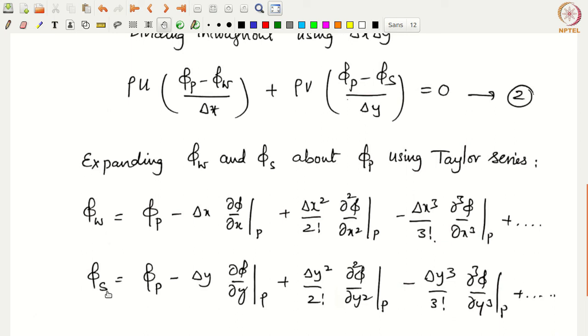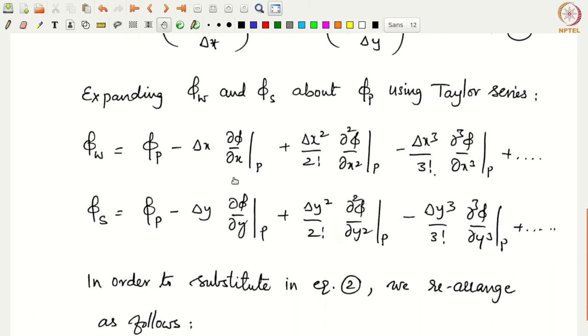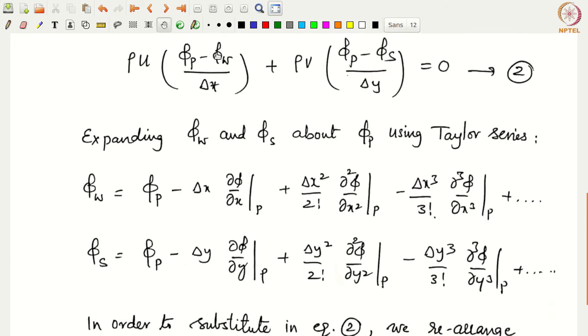We can write phi S as phi P minus delta y partial phi by partial y plus delta y square by 2 factorial partial square phi by partial y square minus delta y cube by 3 factorial partial cube phi by partial y cube and so on, right? So that's what we have for the Taylor series expansion of the phi W and phi S quantities. Now, we essentially want to replace this quantity as well as this quantity using the Taylor series expansion we have.